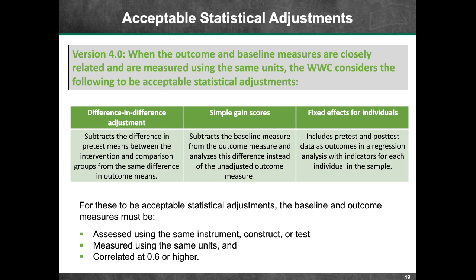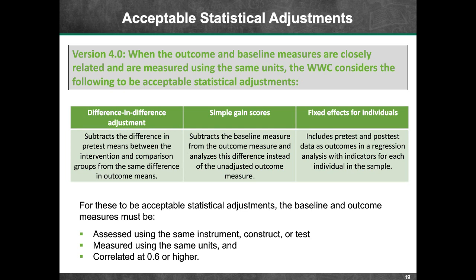As I said earlier, these are acceptable in limited situations defined by 2 criteria. First, the baseline and outcome measure must be measured using the same units. This would be met if the researchers administered the same test and used the same scoring procedures for the baseline measure and the outcome. This would not be met if the researchers administered different tests for the baseline and outcome measures, or if they used the same test but used a different scoring procedure. Second, the baseline and outcome measure must have a correlation of 0.6 or higher.